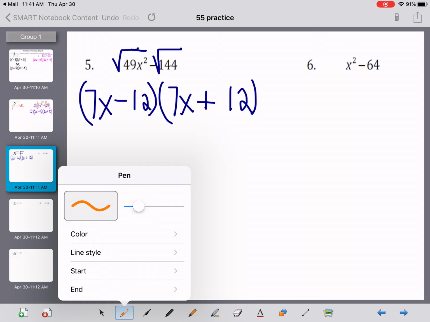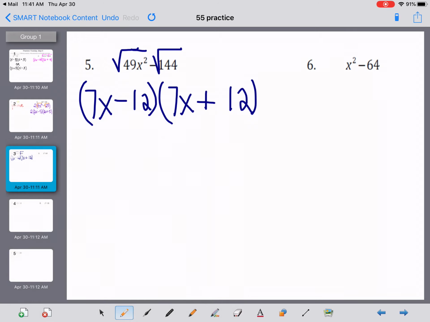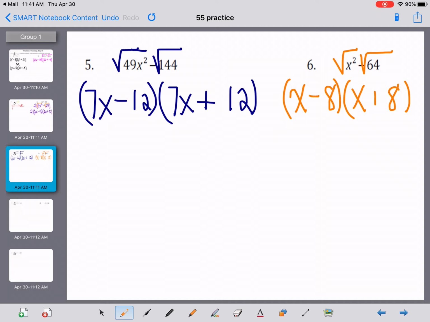When we look at problem number 6, noticing still that there is a minus sign in this problem, that's really important for difference of squares. We can take the square root of x squared. We can take the square root of 64. The square root of x squared is x. The square root of 64 is 8. Difference between two squares, different signs.